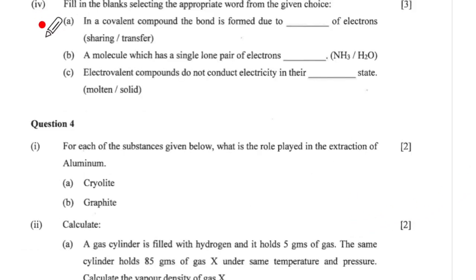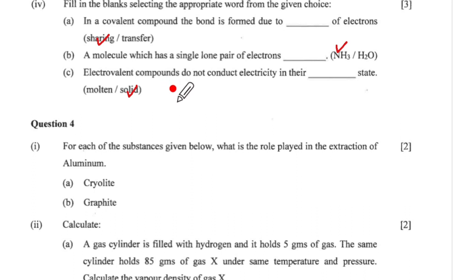We continue with question 3, fourth subpart. Fill in the blanks. In a covalent compound, the bond is formed due to the sharing of electrons. A molecule which has a single lone pair of electrons will be ammonia and not water. Water has 2 lone pairs. If you do not remember the structure, just quickly look at your textbook and see what the structure is. Electrovalent compounds do not conduct electricity in solid state, because in molten state the ions become free. In solid they are held together by strong electrostatic force of attraction.